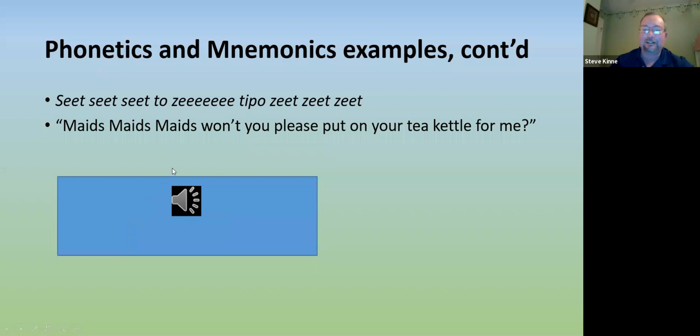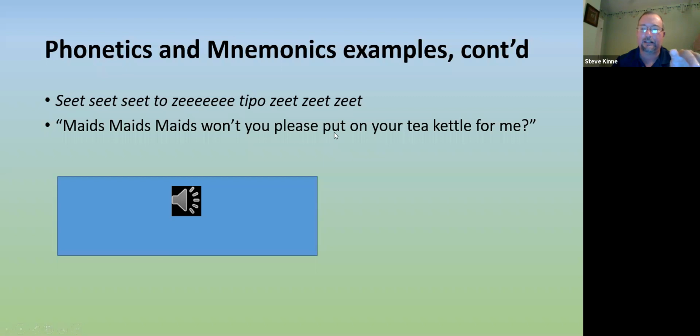tea kettle for me." And what that does, though, it helps you divide it. There's really three sections to the song. There's the "maids, maids, maids." Then there's the "won't you please." And then there's that kind of scrambly thing at the end of "put on your tea kettle for me." It's kind of like all over the place.